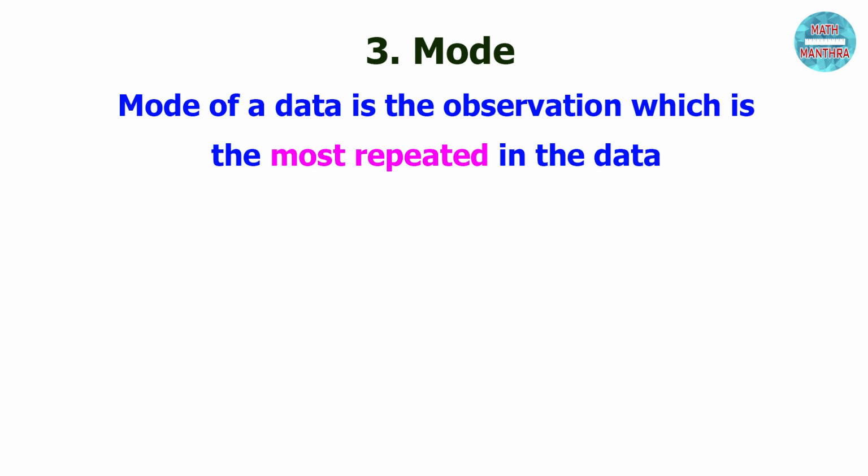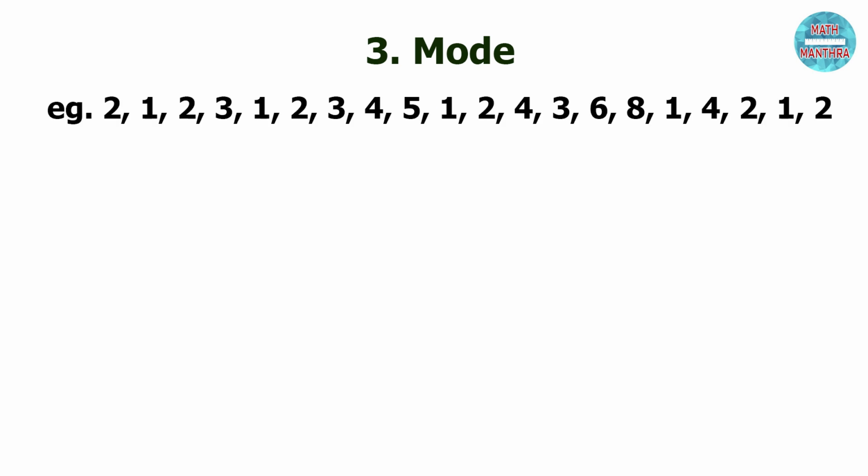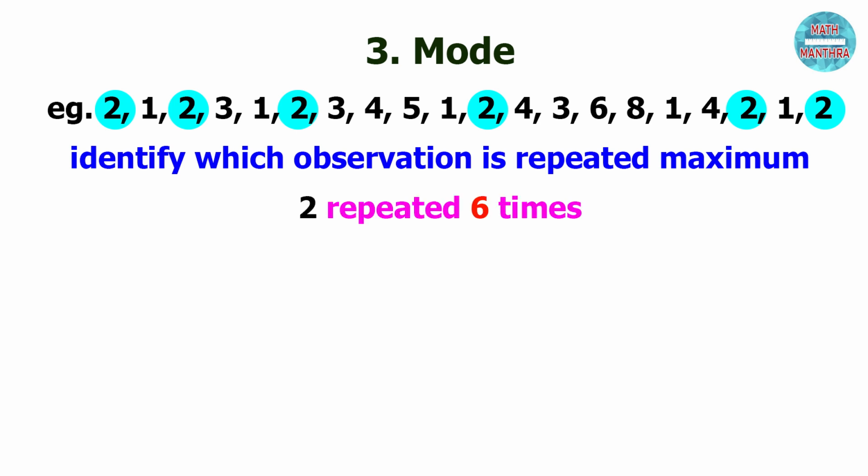Now the mode of a data is the observation which is most repeated in the data, or we can say the observation whose frequency is maximum. Now take an example. Look at the series. I have given you a set of numbers. Here many numbers are repeating. 1 is repeating, 2 is repeating, 3 is repeating. So what you have to do is identify which observation is repeated the maximum number of times. So from this we can see 2 is the observation which is repeated 6 times. So for this data, the mode will be 2. Hope finding the mode is clear to you.